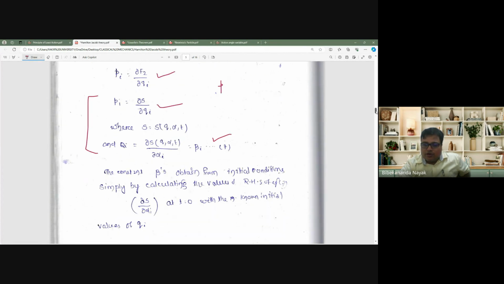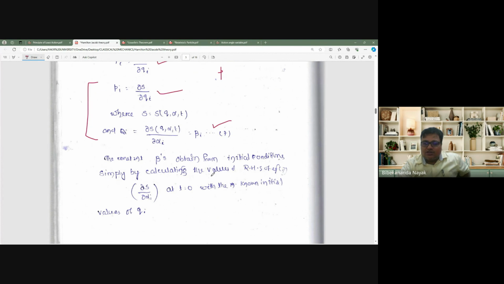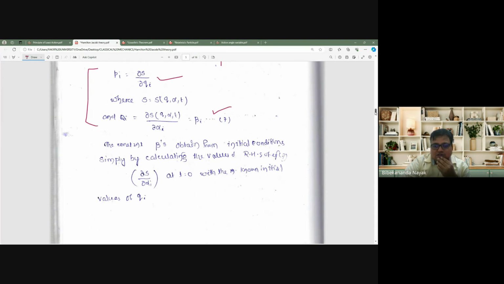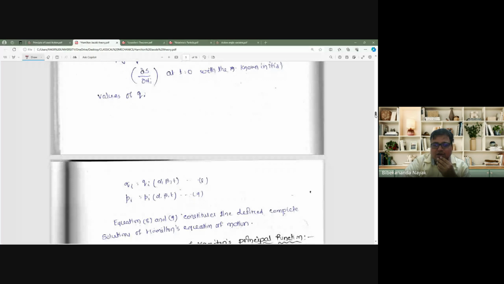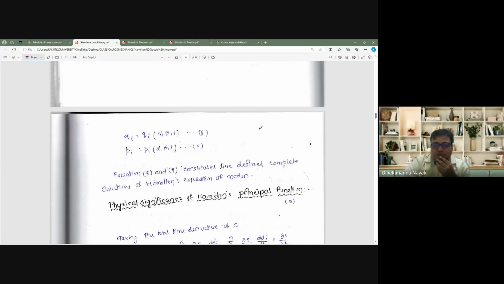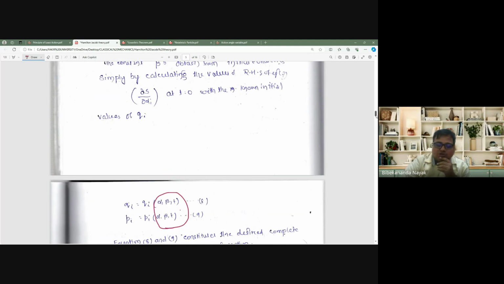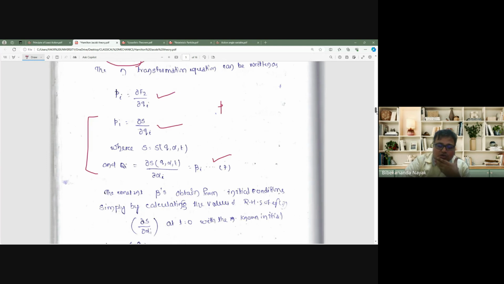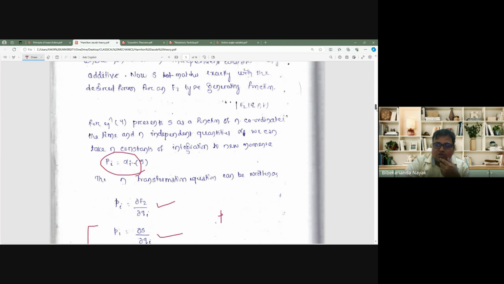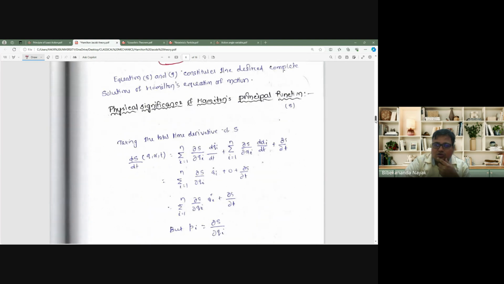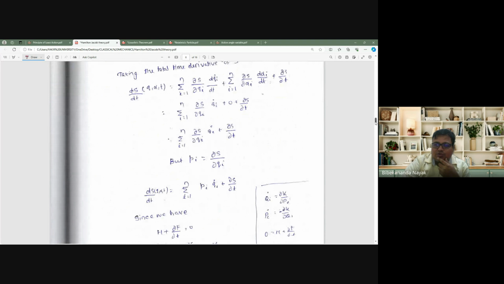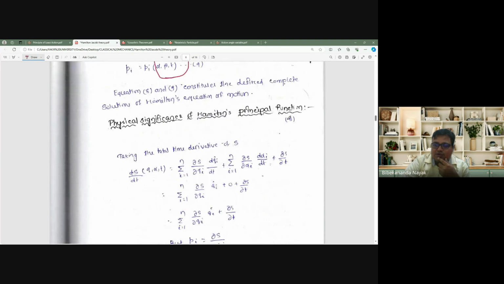Beta is obtained from the initial condition simply by calculating the RHS. Alpha and beta, this is a procedure. So finally, we got Q and P in terms of alpha and beta, in terms of constants. Here, our aim is to transform in such a way that the new coordinates are constant, or we can express our old coordinates in terms of constants. The procedure. The main thing written in the syllabus is this principal function, Hamilton's principal function, and its significance.